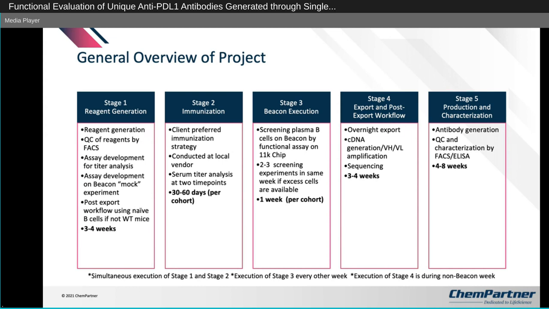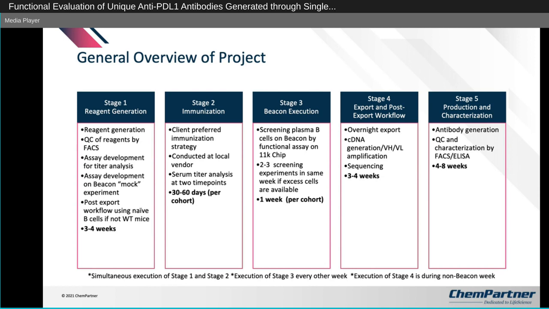On stage 4, we typically do the export and post-export workflow of Beacon. The export process is an overnight process and is generally automated. The cDNA generation and VHVL amplification and sequencing takes up to 3 to 4 weeks.